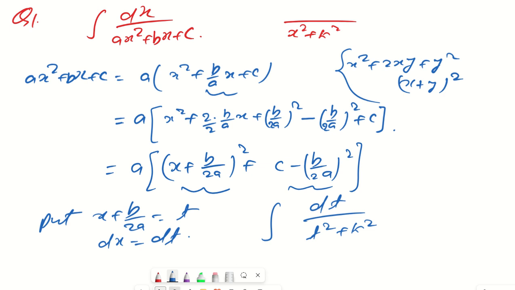Let us take another type. We'll take questions based on this, but you have to understand the topics, or understand the concepts. Let's take another type, that I can take as question number 2 type. So question number 2 type will be, let us say, integration of dx by square root of (ax square plus bx plus c).